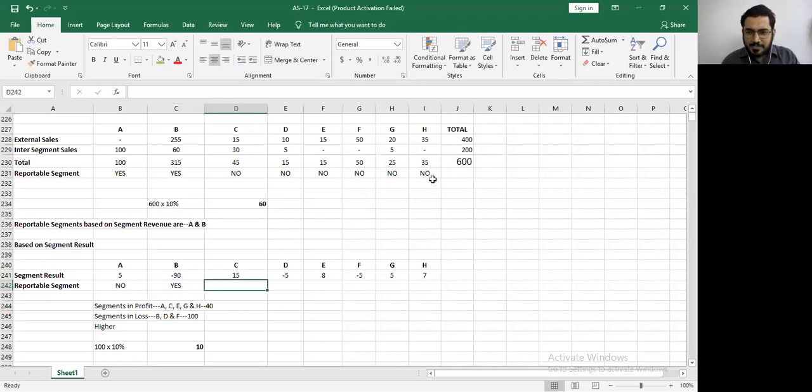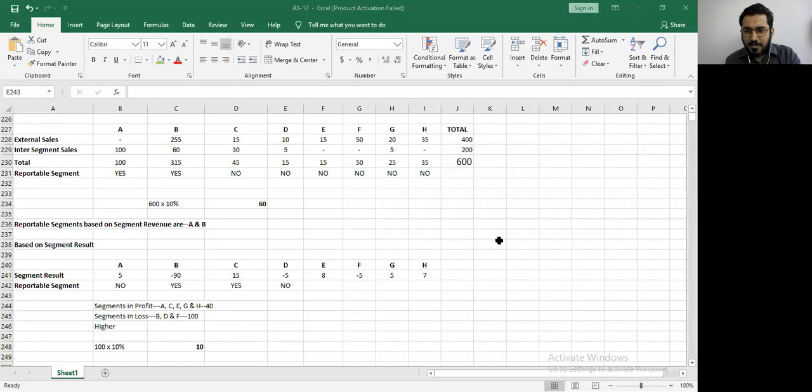What about segment C? Are separate disclosures required for segment C? Yes, separate disclosures are required for segment C. What about segment D? Are separate disclosures required for segment D? Not required, because it does not satisfy the 10% criteria.